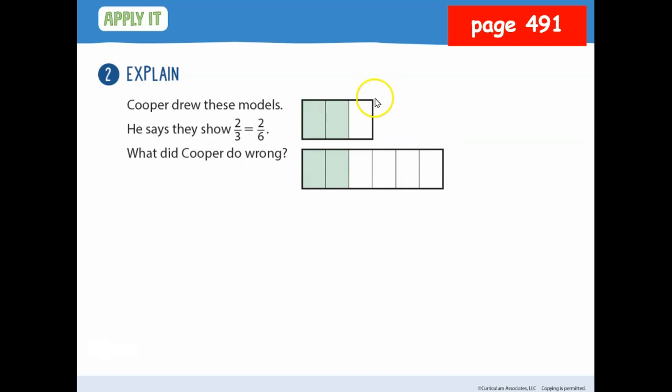He was supposed to add a couple more here, a couple more here to make it true. Something like this. Then they would be equivalent. And then maybe he could even cut both of these in half to make it equivalent, but he didn't. Both models have to be the same size and the same amount on each has to be shaded in.